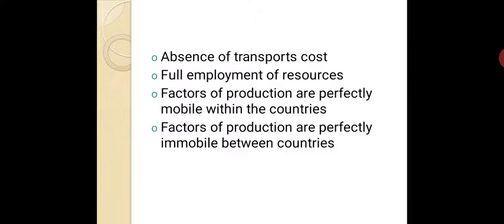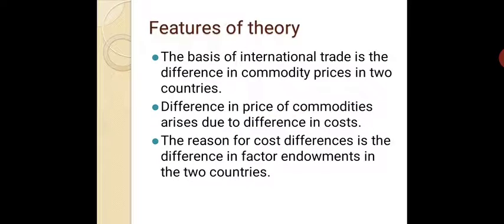Another assumption: factors of production are perfectly immobile between the countries. Next, let us discuss the features of the theory. The main feature of the theory of international trade is the difference in commodity prices in two countries. The reason is the cost difference due to factor endowment in the two countries.